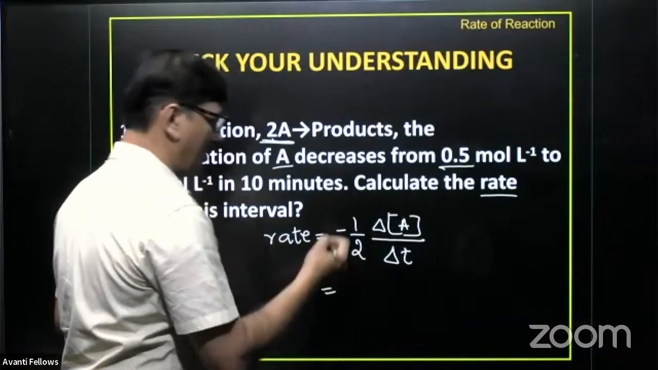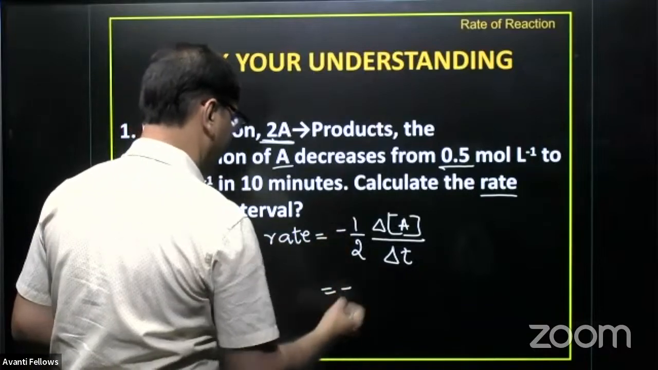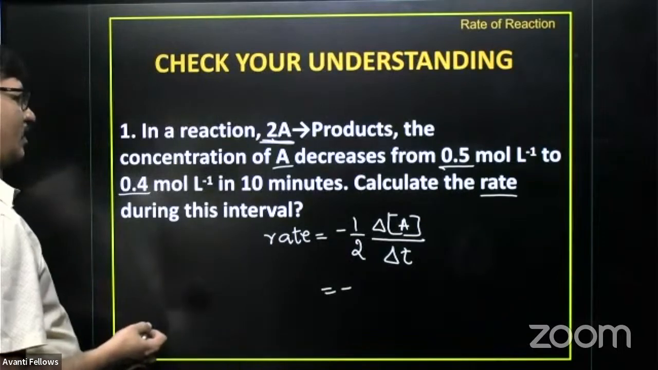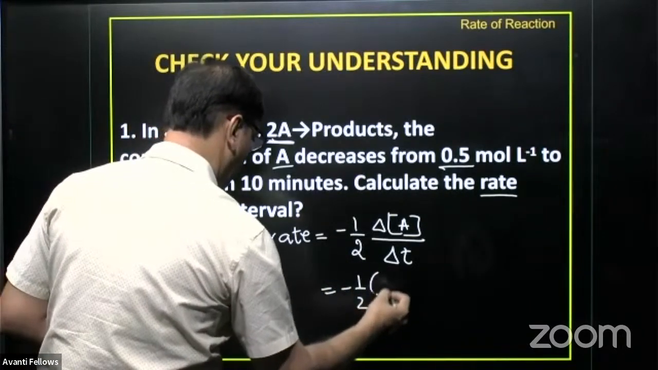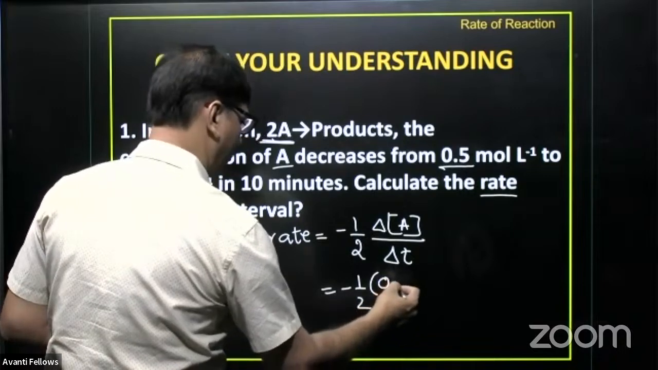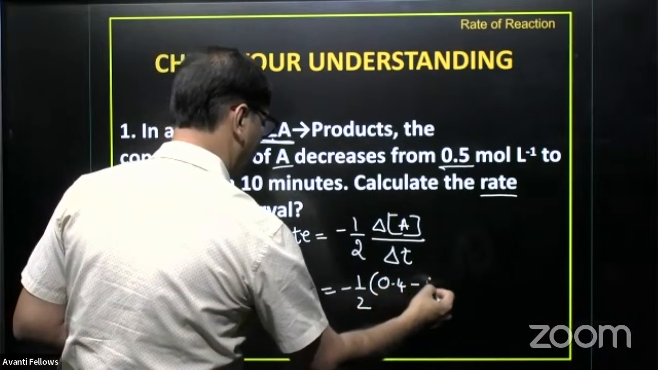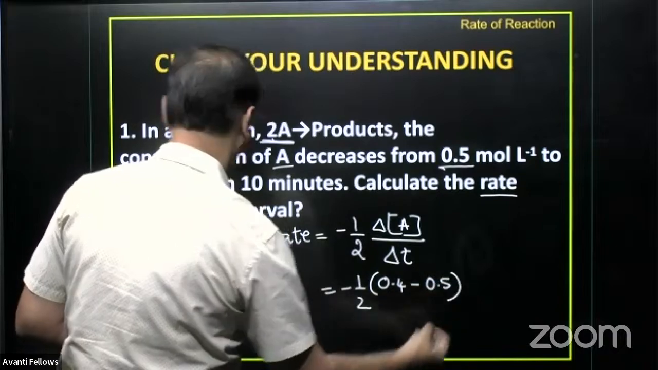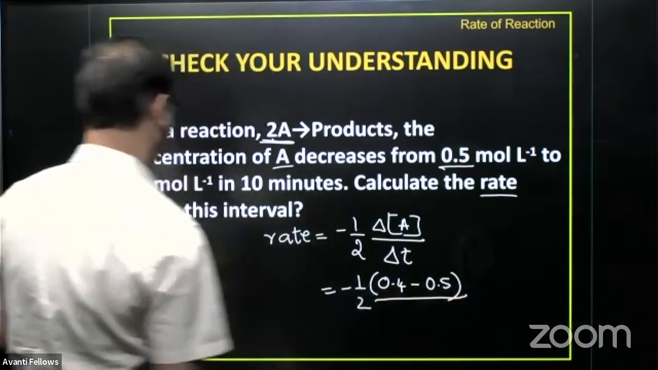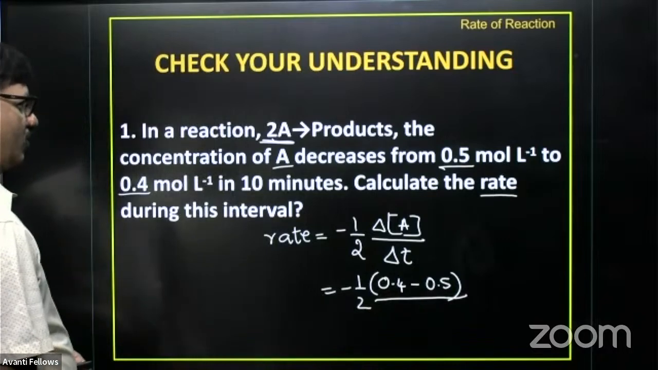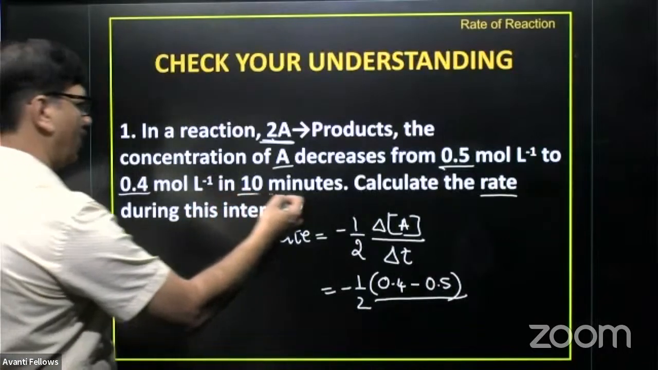This is the way that you have to take it: final concentration minus initial concentration, with a minus half. Final concentration is 0.4 minus initial concentration 0.5, divided by time taken. So time taken is 10 minutes, right? 10.